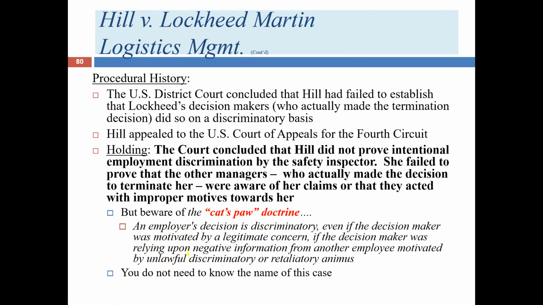If the decision maker was relying upon negative information from another employee, like Ed Foltz, who was motivated by unlawful discriminatory or retaliatory animus. As a result, when you're making employment decisions or investigations, think about what's the motivation. Think about, you're saying this happened, but where's the evidence? Where's the paper trail? Where's the confirming documentation?